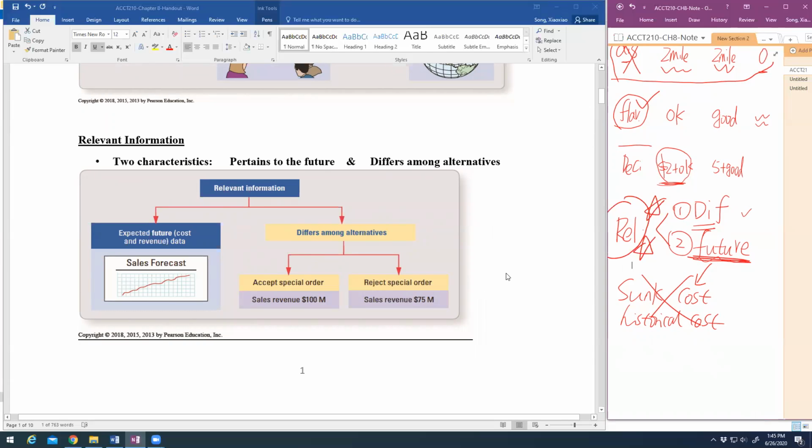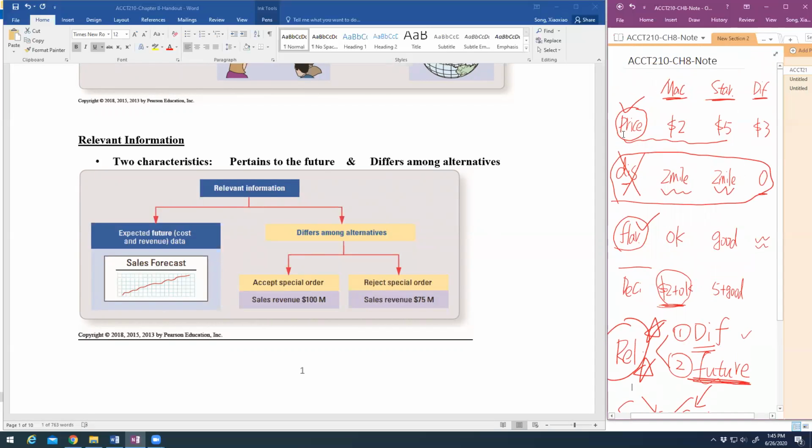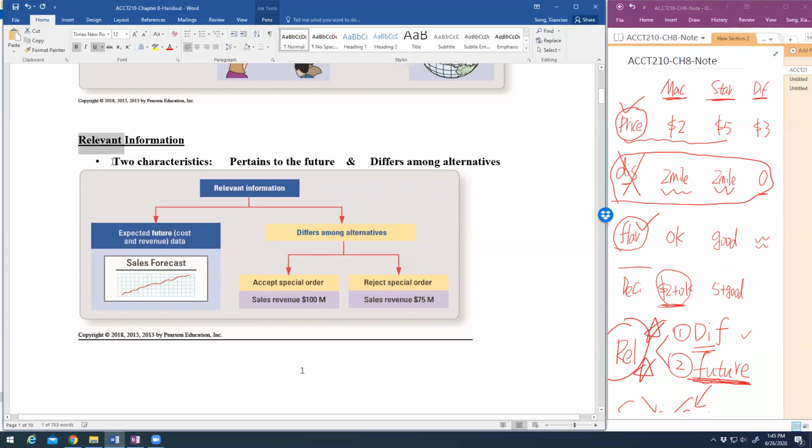The first video gives you some general idea, to really understand the meaning of being relevant. If you understand this definition, you will get this chapter. All you need to do is ask yourself, does this item relevant, yes or no? And then you make your decision. So one more time, the two characteristics of relevant information are: happens in the future and makes a difference.